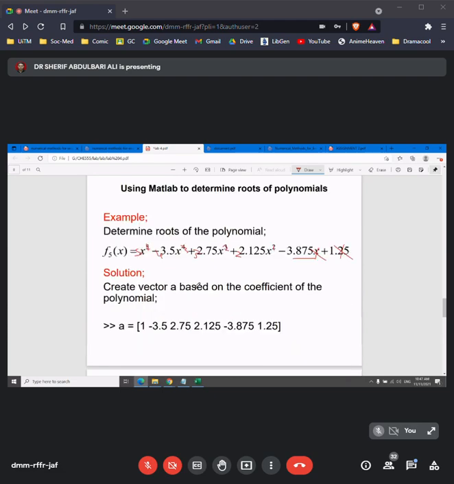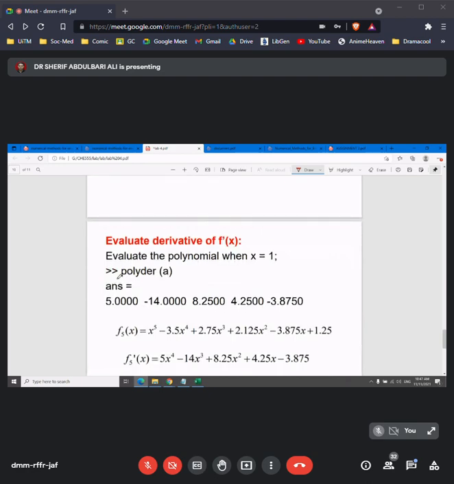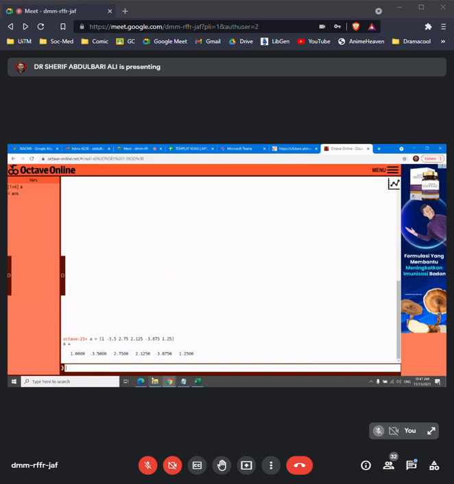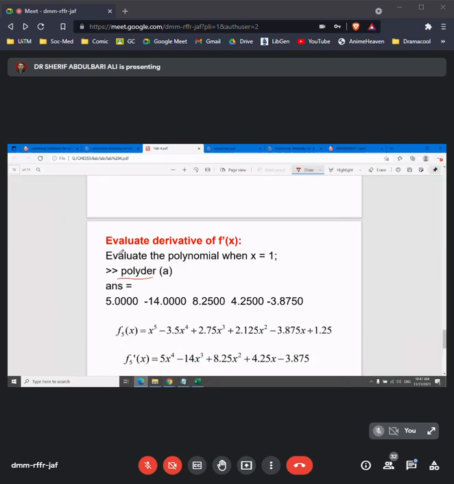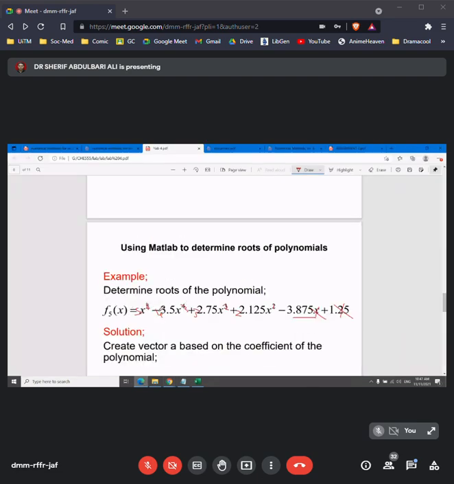In MATLAB, we can use the function we call polyder to give us the first derivative of the function. How to write it? You just simply write polyder, open a bracket, put the name of your polynomial, and hit enter. So you're going to get the answers in here: 5, negative 14. If you go back in here, as we said, this is going to be 5, and 4 times 3.5, so it's negative 14. So these are the values.